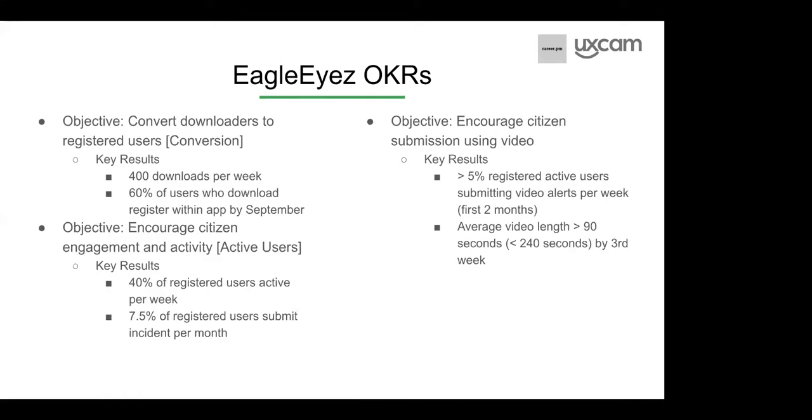That means they interact with the app, they look at some data. And we want like 7.5% of them to actually submit an incident per month. That's a pretty low percentage because in most cities, there's only so many things that happen. But it's not just big, maybe terrorist kind of attacks or something that are going to be submitted. Citizens can do things like if they see a car parked illegally, or if there is a water main broken or whatever, they can submit all kinds of stuff.